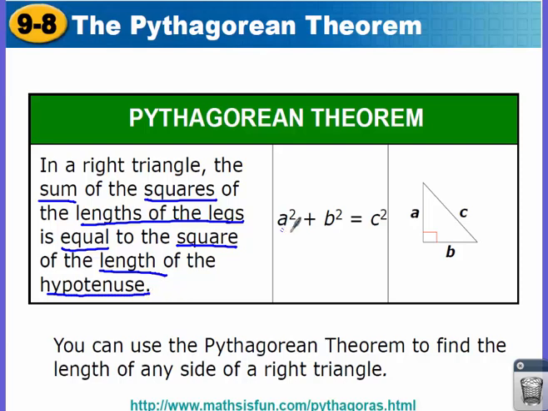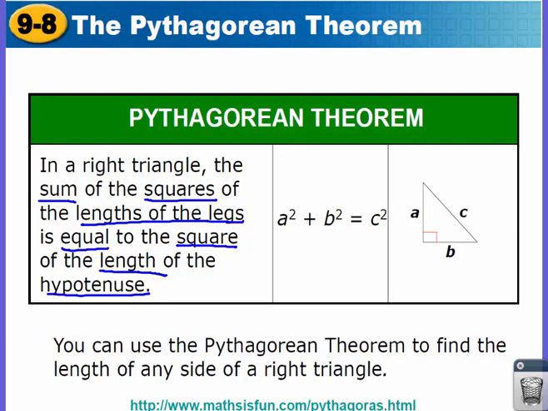In math, that means a squared plus b squared equals c squared, where a and b represent our legs and c represents our hypotenuse. It doesn't matter which one you call a or b, whether it be this leg or this leg, because we're adding them together. You can use the Pythagorean theorem to find the length of any side of a right triangle. So that's what we're going to attempt to do today: learn how to use the Pythagorean theorem.